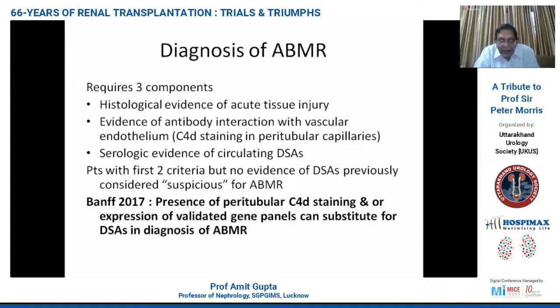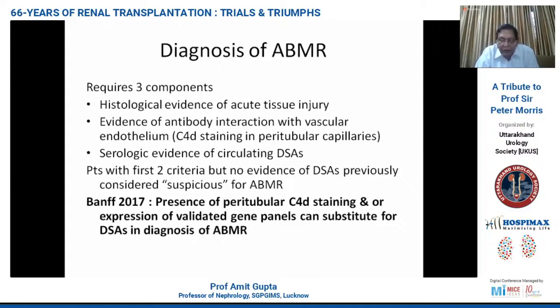The diagnosis of antibody-mediated rejection essentially requires 3 components. You have the histological evidence of acute tissue injury. Then you have the evidence of antibody interaction with the vascular endothelium, which is essentially seen by C4d staining in the peritubular capillaries. And then you have the serological evidence of circulating donor-specific antibodies.